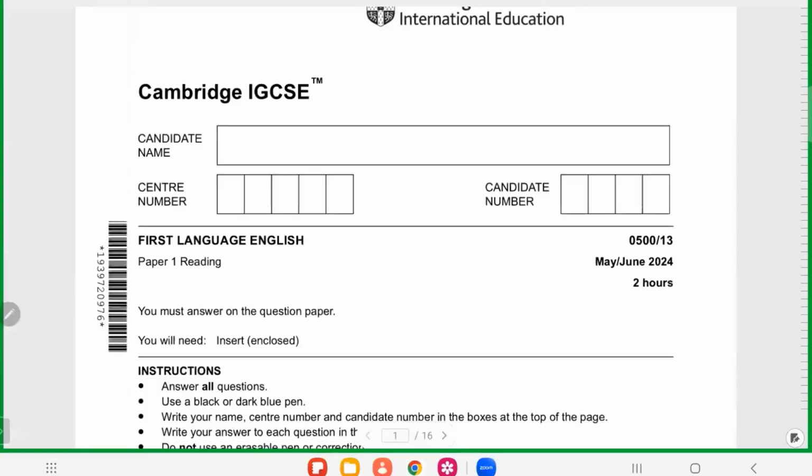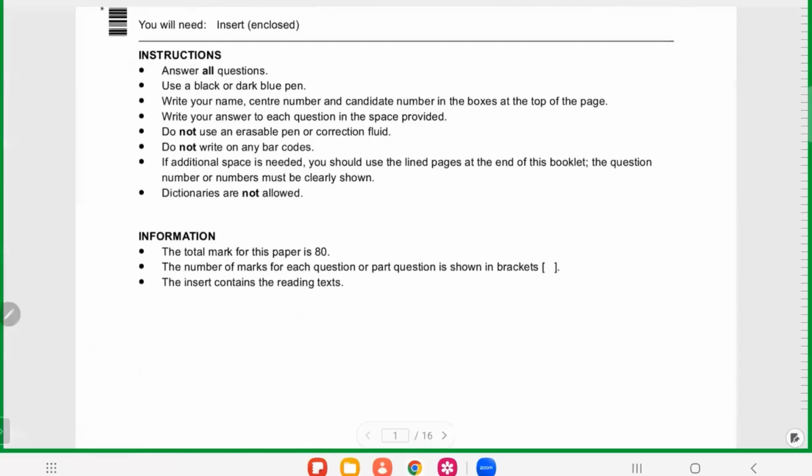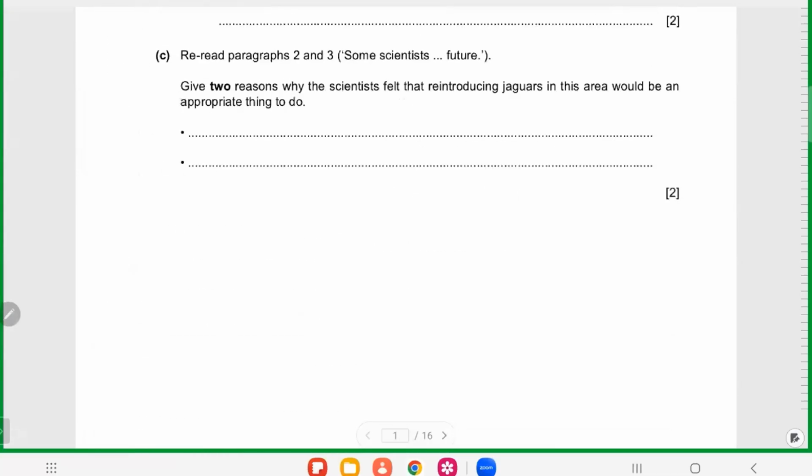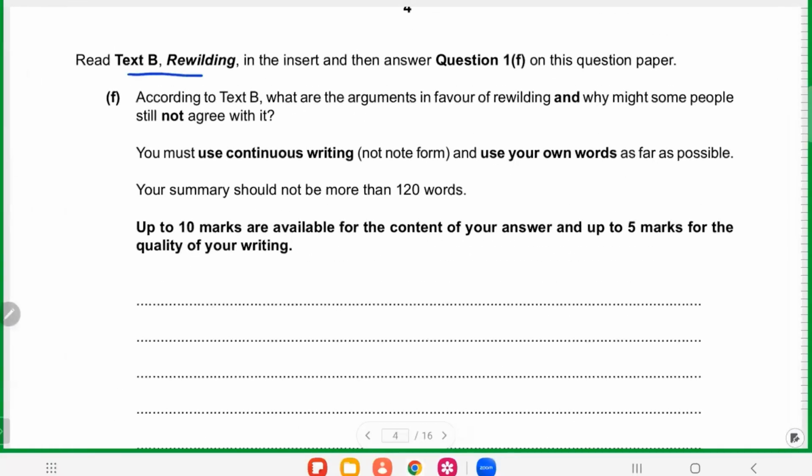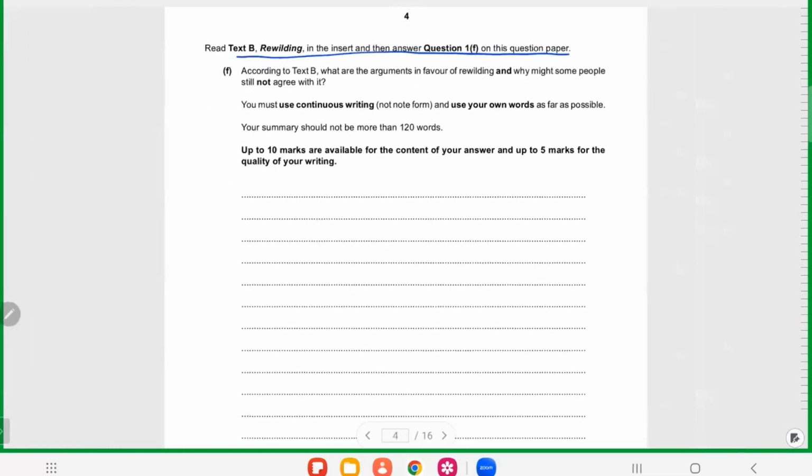As First Language, and this is variant 1-3. We'll be working on the May June 2024 paper. Today, we'll be specifically doing the Text B question number F part, which is the summary writing, and we'll be learning each and everything about how to attempt the summary writing, what are the actual ways of it. I'll show you the text and also the sample answer. So please stay connected with me if you want to learn stepwise. Each and every video is going to be on each and every question.